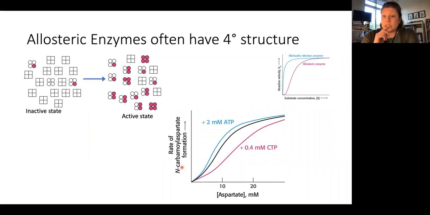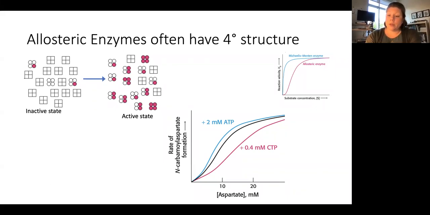And then we've got the reaction done with one of two different allosteric regulators. We've got 2 millimolar ATP, and that's the blue curve here. 0.4 millimolar CTP. That's the pink curve here. I want you to think for a minute about which one of these is going to be the allosteric activator and which one will be the allosteric inhibitor. So you can stop the video for a second, think about that, and we'll talk about it in a moment.